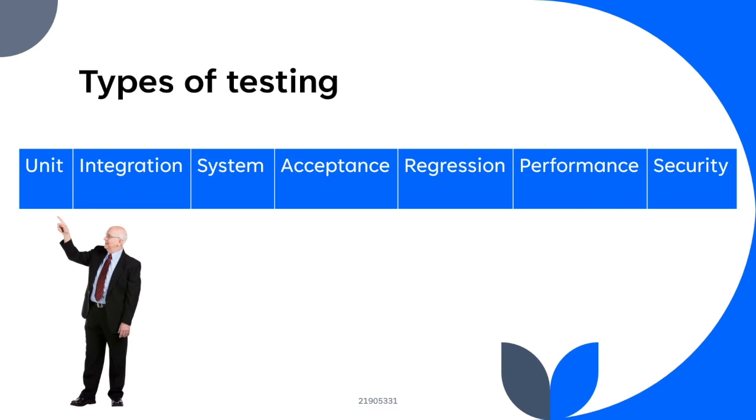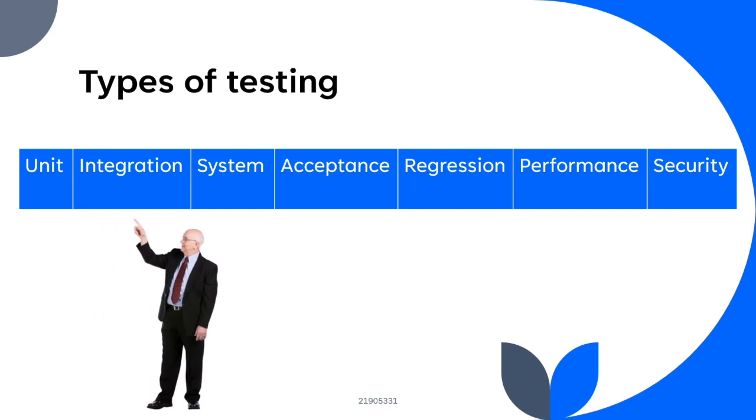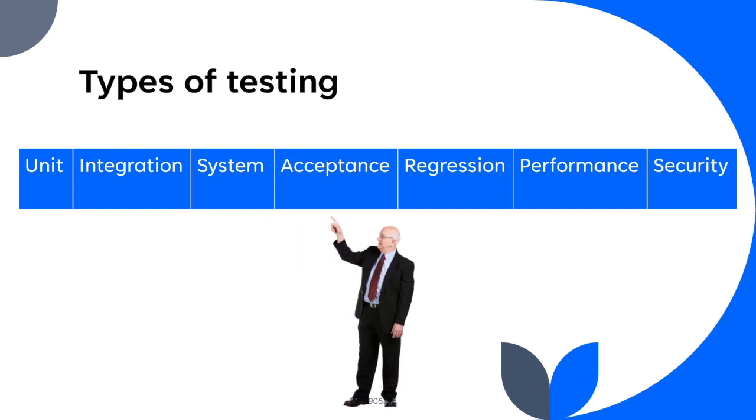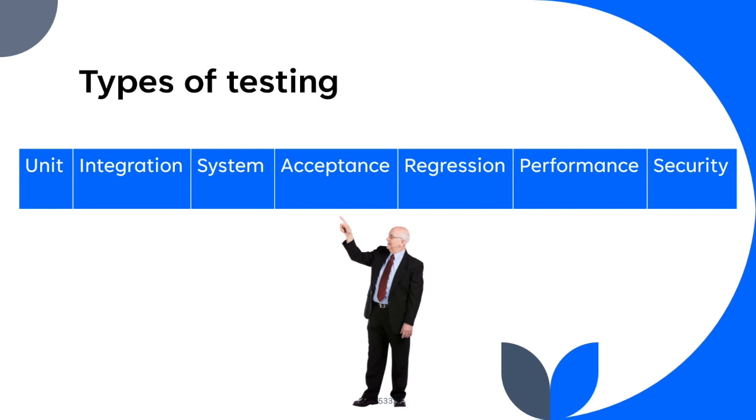Unit testing. This is the testing of individual software components, such as functions or methods. Integration testing is the testing of the interactions between different software components. System testing is where the whole system is tested as a whole to ensure it works correctly. Acceptance testing is the testing of the software system by users or stakeholders to ensure that it meets their needs and expectations.